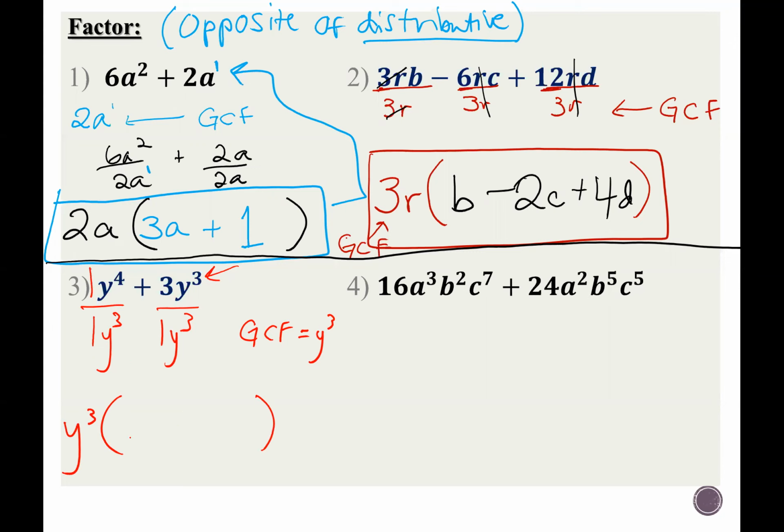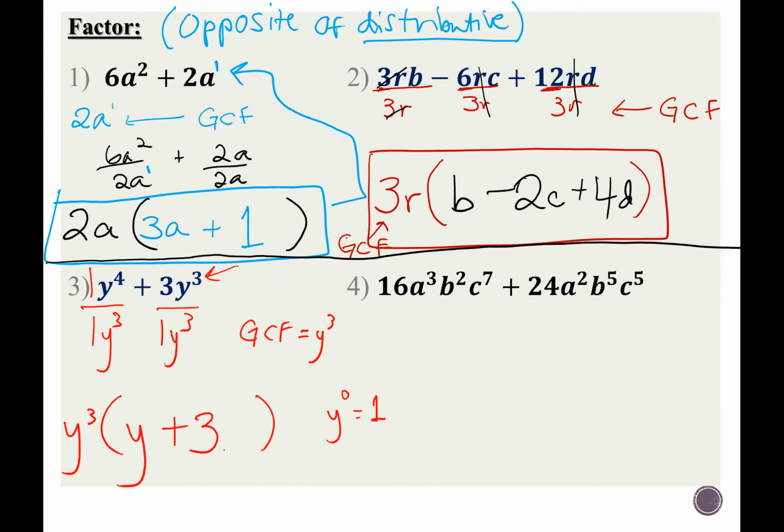1 divided by 1 is 1. Y to the 4th divided by y to the 3rd would be y to the 1, or just y. Remember, we're subtracting exponents when we do that. Plus 3 divided by 1 is still 3. Y to the 3rd divided by y to the 3rd would actually be y to the 0, which would just be 1. So actually, I don't even want to write any y here at all.